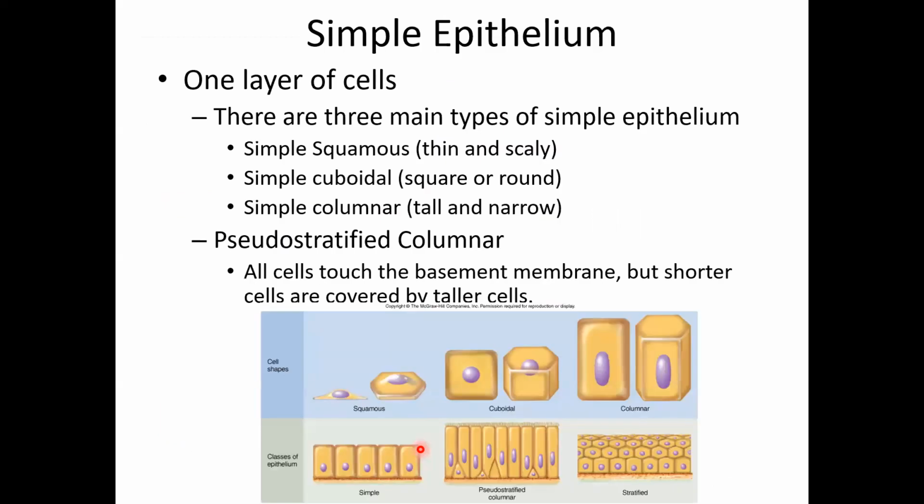Now, simple epithelium is one layer of cells, and there are three main types of simple epithelium: simple squamous, which are thin, flat cells; simple cuboidal, which are square or roughly cuboidal; or columnar cells. There is another type called pseudostratified. Pseudostratified means fake stratified. It looks like it's stratified, but it's not. The taller cells are overlapping the shorter cells. They are all actually still in contact with that basement membrane.